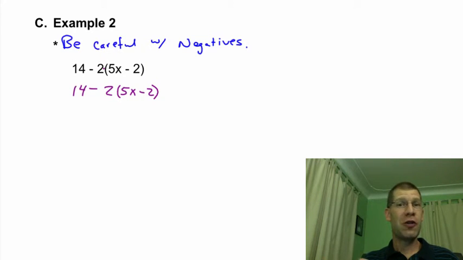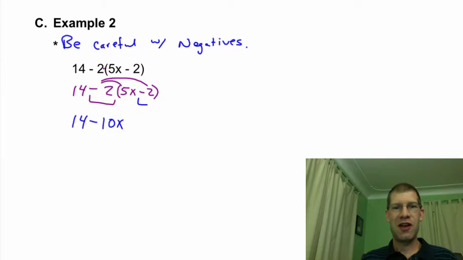But you do need to know that when you're distributing the 2, technically it's a negative 2. So we have this whole minus 2 that gets multiplied by the 5x and the minus 2 there as well. So then, switch colors. If I rewrite my problem, I have my 14. Now I have a negative 2 times a positive 5x. So a positive and a negative give me a negative. And 2 times 5 is 10, so I have 10 x's. Now I have a negative 2 times this other negative 2 here. So negative times negative gives me positive. And 2 times 2 gives me a 4. So I end up with a positive 4.